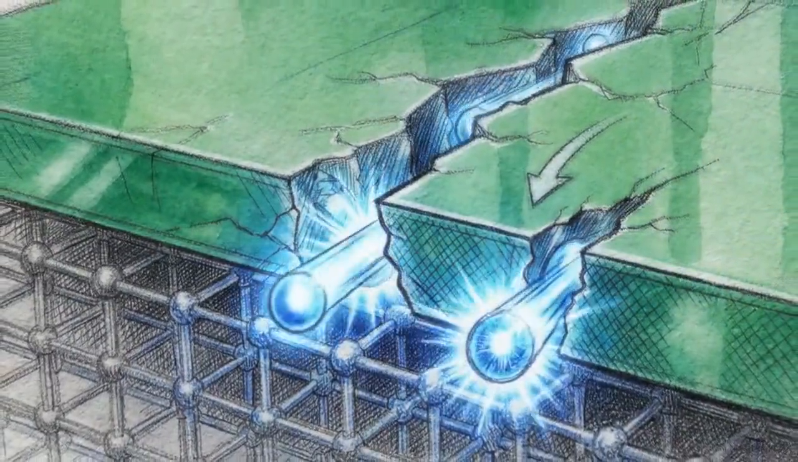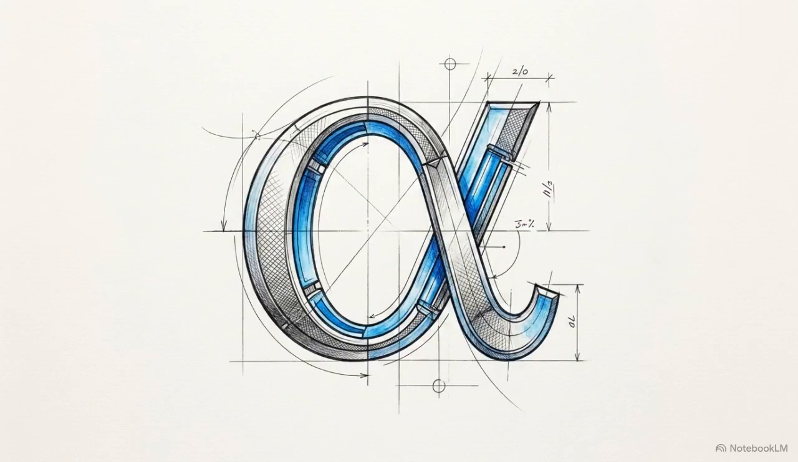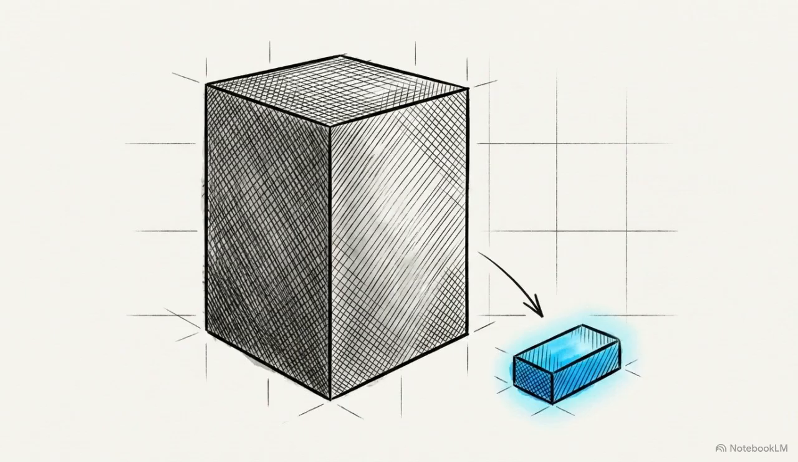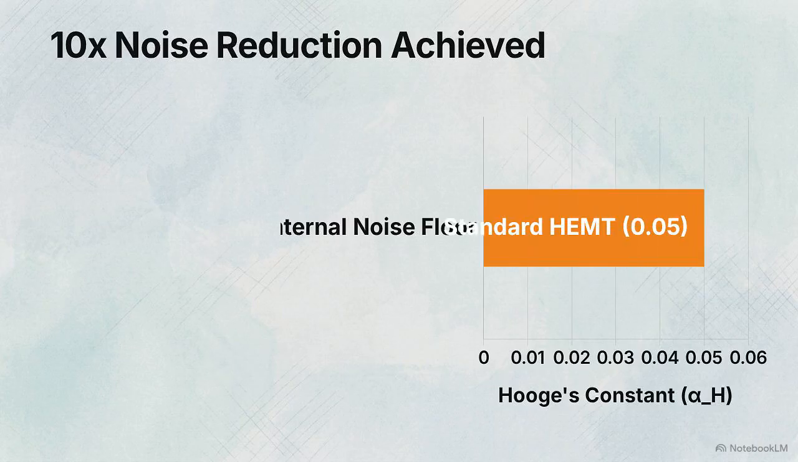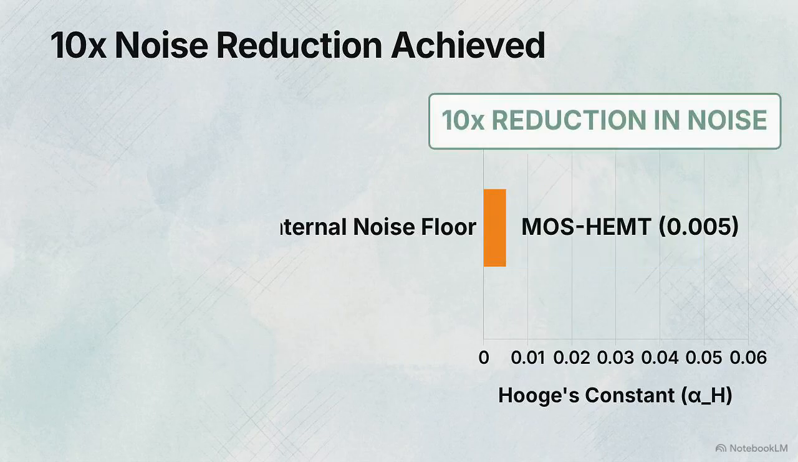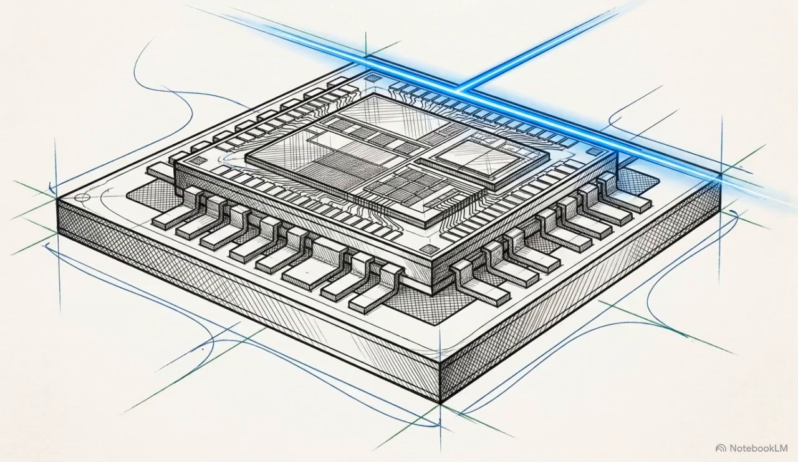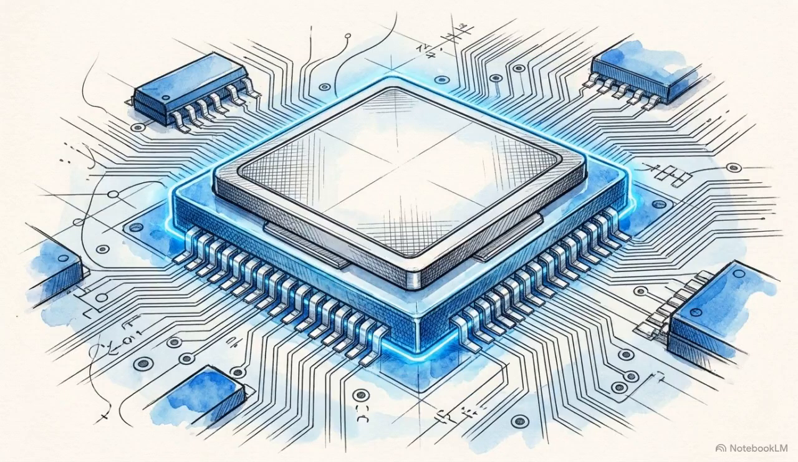We can benchmark the overall noise performance using Hooge's constant. The conventional HEMT has a Hooge's constant of 0.05. The MOS-HEMT reaches 0.005. This indicates that the 10 nanometer silicon dioxide layer reduces the fundamental noise floor of the device by a factor of 10. By integrating this thin dielectric, the researchers suppressed the gate leakage floor and passivated the surface, resulting in a MOS-HEMT with stable noise profiles and improved high power efficiency.